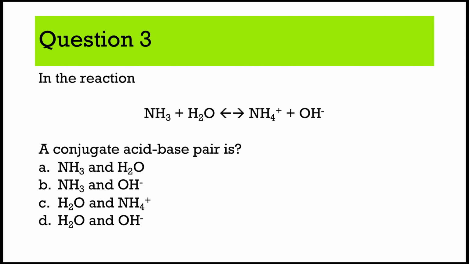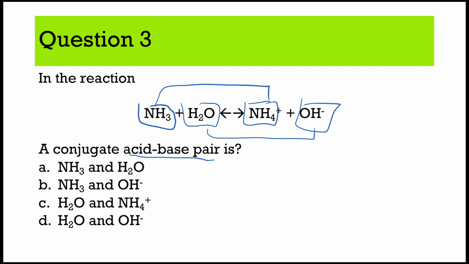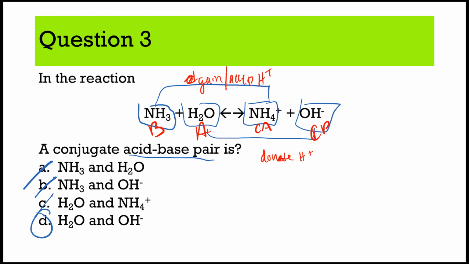Number 3. Again, you want the acid-base pair. So you want to find the things that pair together and look similar to one another. And just doing that alone knocks out choices A, B and C, leaving you only with D. If you were to look further, going from NH3 to NH4+, you have to gain or accept an H+, which makes this your base and this your conjugate acid. And in order to go from H2O to OH-, you have to donate an H+, making this your acid and this your conjugate base. Again, just pairing them properly is enough to get the question.